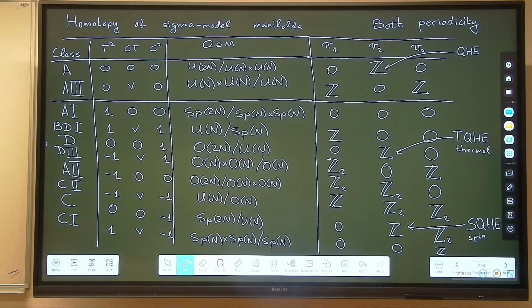It's like the spin quantum Hall effect. When you apply voltage, there is a perpendicular spin current, not electrical current, but spin current. And this one is when you apply voltage and there is a perpendicular thermal current, not charge and not spin, just energy current, just heat current. So you can have quantized Hall effect with these currents in these 2 classes because we have Z in these entries here.